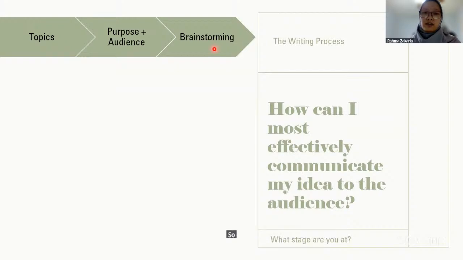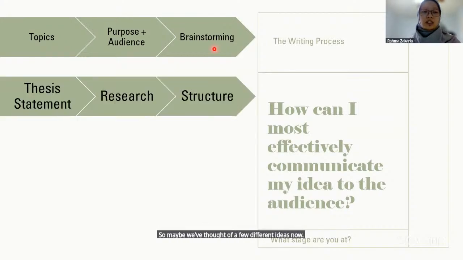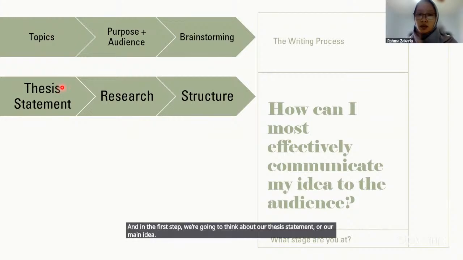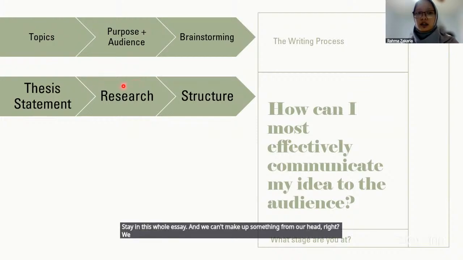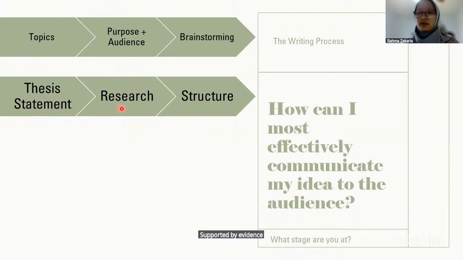So maybe we've thought of a few different ideas now. We can start putting together our essay. And in the first step, we're going to think about our thesis statement or our main idea. What is the one thing that I'm trying to say in this whole essay? And we can't make up something from our head, right? We need to have it supported by evidence. So we're going to do a lot of research. We're going to look for different types of sources and make sure that all the different types of sources that we find can support our main idea or thesis statement.